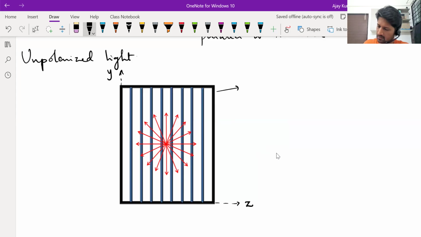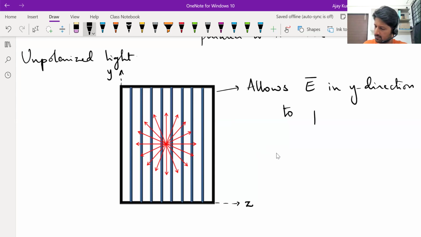Okay. Assume this is something which allows electric field in Y direction to pass. In whichever direction the electric field is allowed to pass, that is called the pass axis. Okay. So for this material that is there, you can call this material a polaroid. For this material, the pass axis is the Y axis.